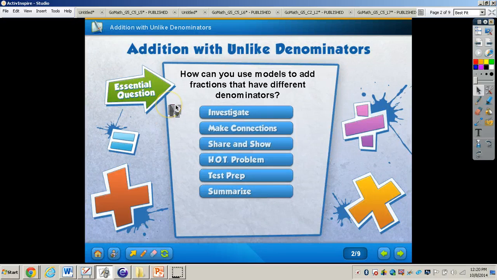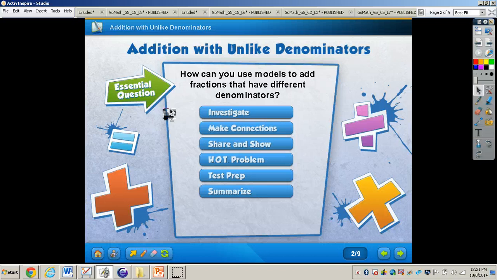In this video, we're going to be taking a look at addition with unlike denominators. It is important to know that you have to watch this video at school where you have access to fraction strips. If you are not at school, you do not need to watch this video. The essential question is: how can you use models to add fractions that have different denominators?